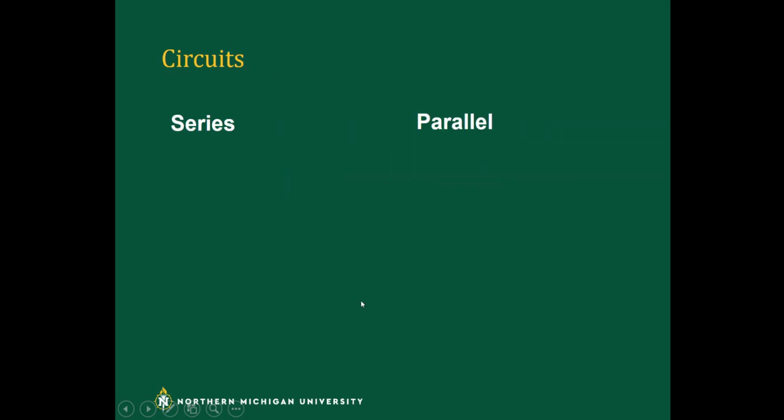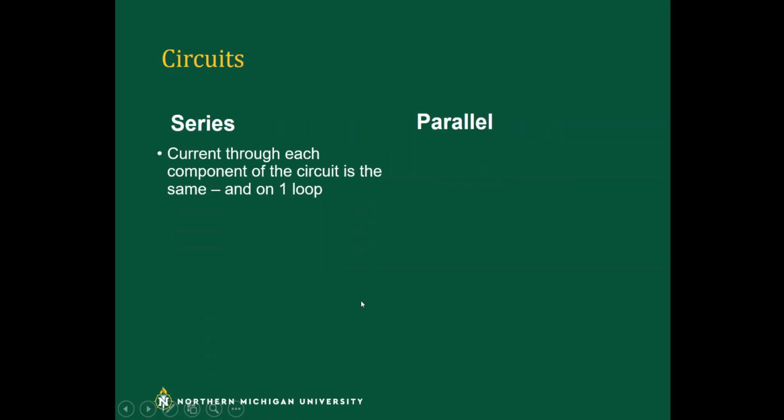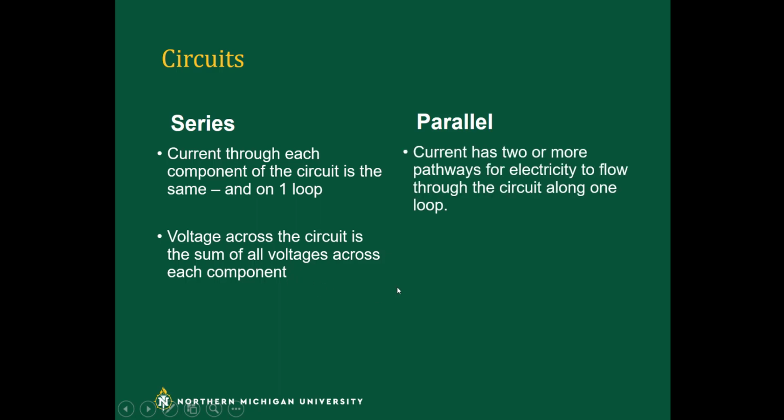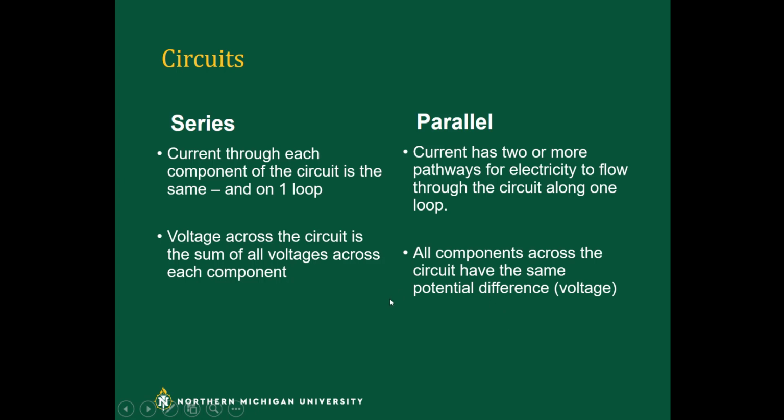I'm not going to go through series and parallel too much, but this is kind of going back to the basics here. A series circuit is when we have a current that passes through a component on one loop. The voltage across that circuit is the sum of all voltages across each component. In a parallel circuit, though, we have two or more pathways for electricity to flow through that circuit along that same loop. And then all the components across the circuit have the same potential difference throughout.